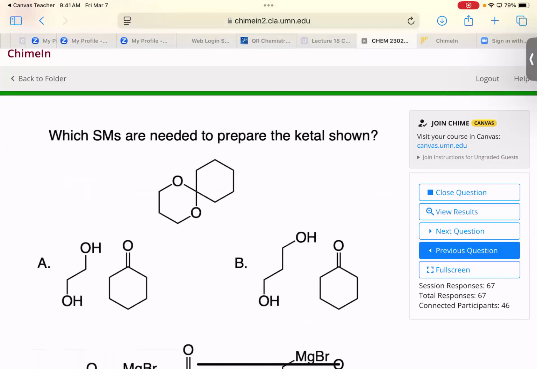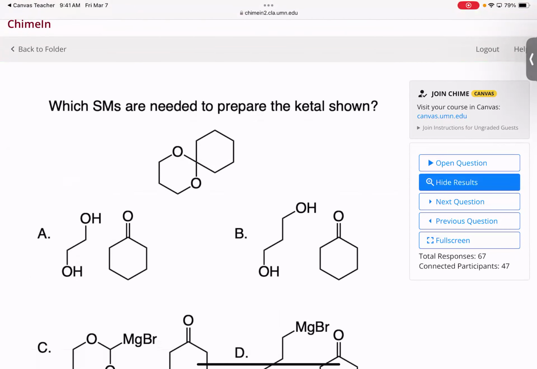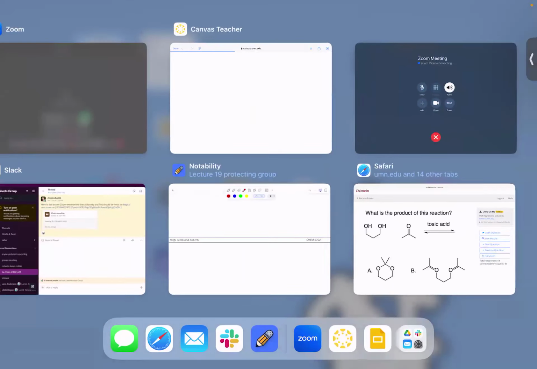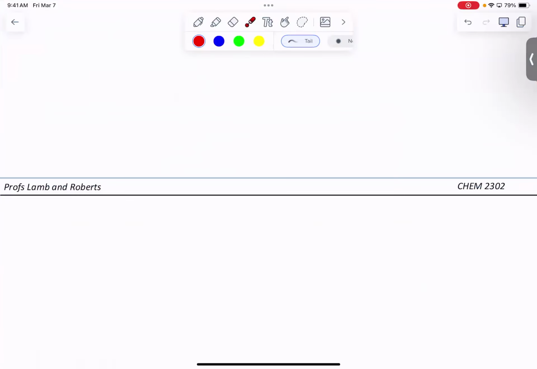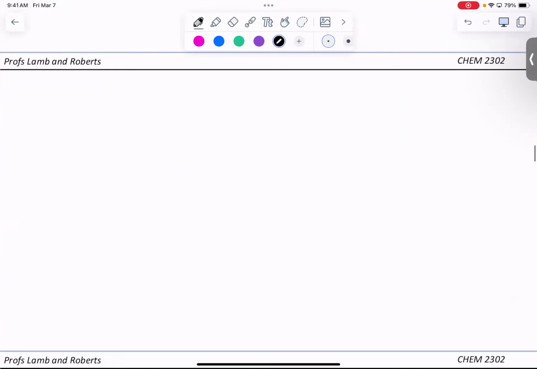Looks like people have responded. Again, if you have chime-in issues, then let me know after class. All right, let's do a couple more examples here of those functional groups that I was talking to you about that we can think about protecting. So this is learning objective 18L: to actually use protecting groups in multi-step synthesis.